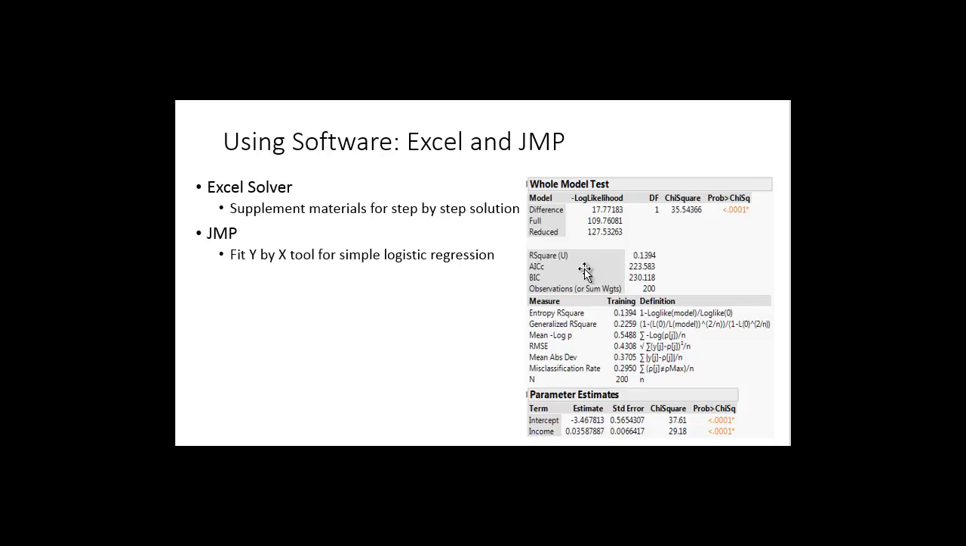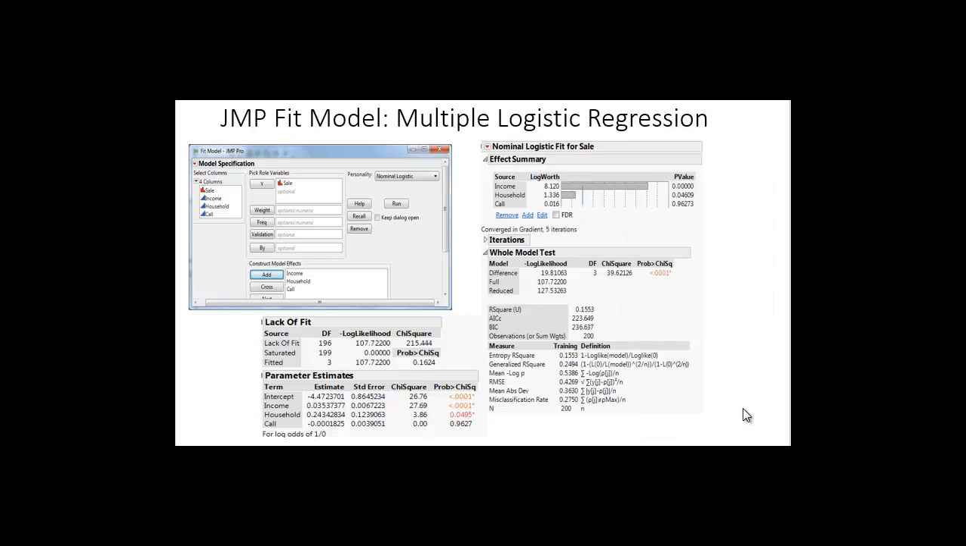We do have the R-square of the model. Of course, calculating the R-square of logistic regression is done in a different way, about 14%. And then significance of the coefficients calculated, both for the intercept and income, which is the predictor here, is pretty high with these very small p-values. For a multiple regression model, we use fit model in JMP, which uses the binary response variable sale in Y box, and then model effects all predictors, and the personality of the model will be nominal logistic.